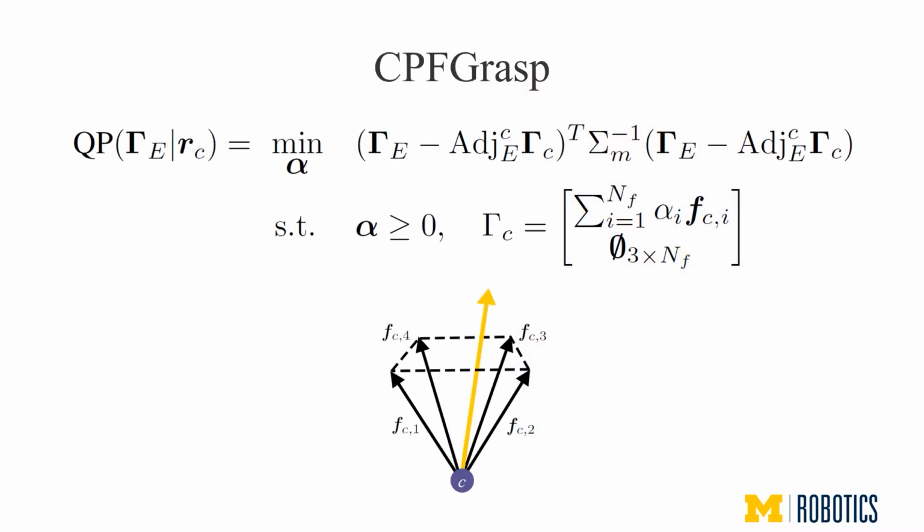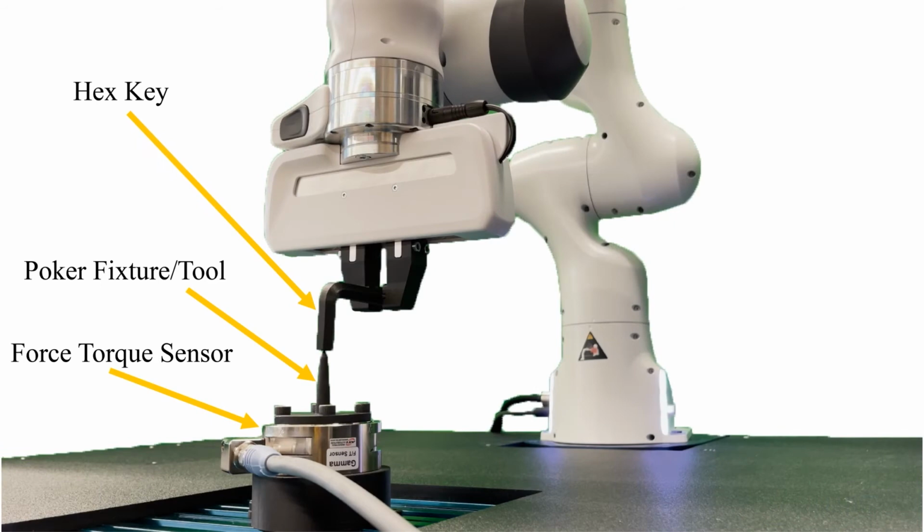We utilize a quadratic program to calculate the probability that the wrench experienced by the robot, gamma E, is explained by a candidate contact location, R_C. CPF grasp also returns gamma C, the contact wrench that best explains the forces and torques at the end effector. CPF grasp was tested in 5 trials on a hardware setup using a Franka Emika Panda arm. Over these trials, CPF grasp localized contact with an average of 4.36 millimeters of error.